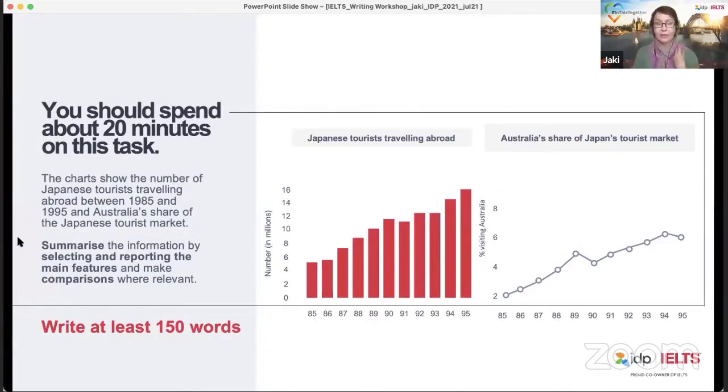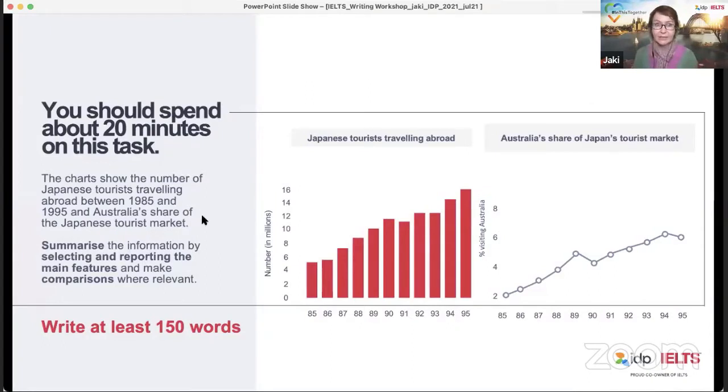So this part here is always the same. Summarize, select and report the main features and compare. This is always your job. Pull out the main information. Work out the main trends, compare. We always have to do this. So what we do when we get this thing is we spend a minute or so understanding what's going on and looking for the main features and the trends.